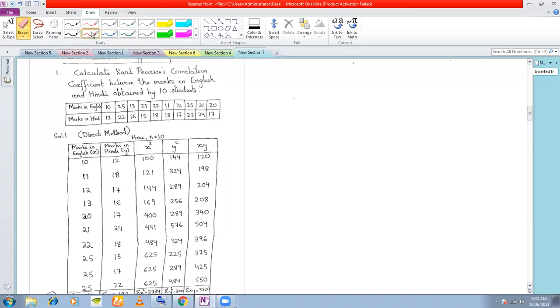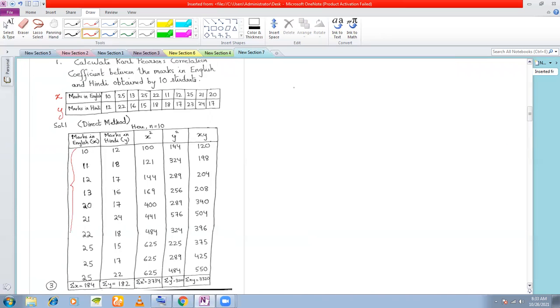Now, in this problem it is given: calculate Karl Pearson's correlation coefficient between the marks in English and Hindi obtained by 10 students. So marks in English, I can assume to be X, and marks in Hindi, I can assume to be Y. That is what the first column I have made is for: marks in English. But since I'm starting with X, I have arranged this in ascending order. I have arranged all these marks here in ascending order. So I start with 10, then comes 11, and corresponding to 11, what is the value of Y?